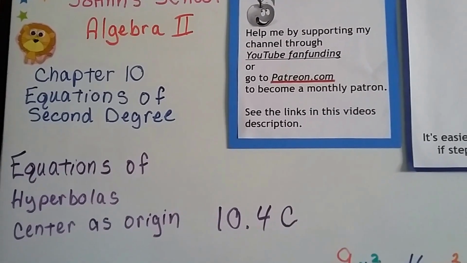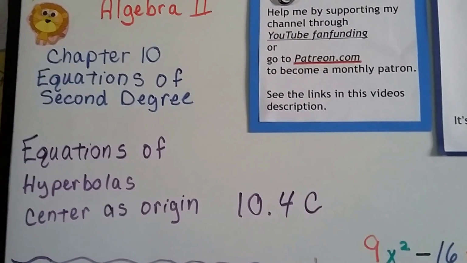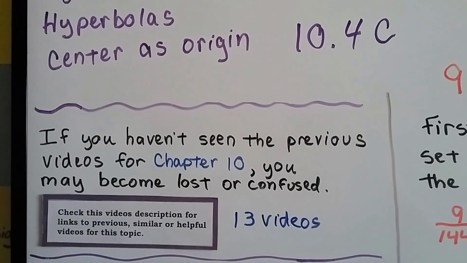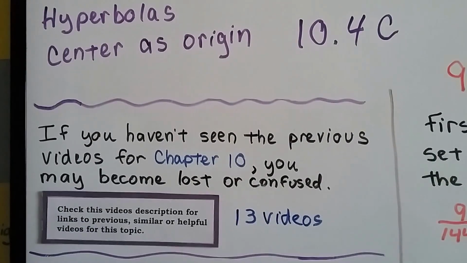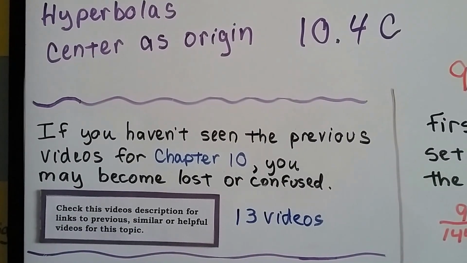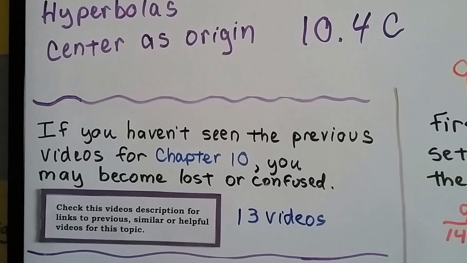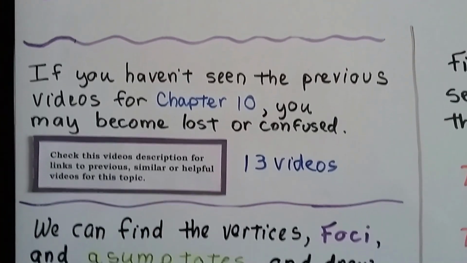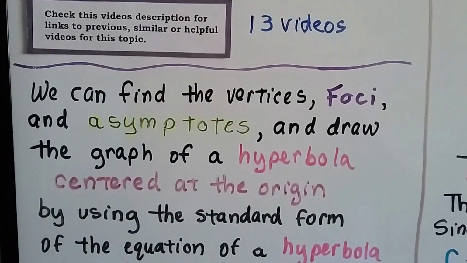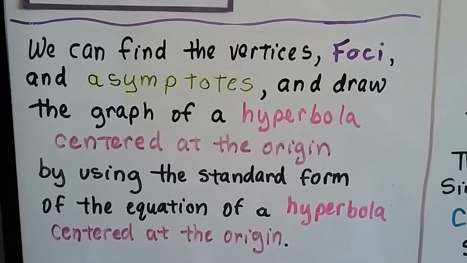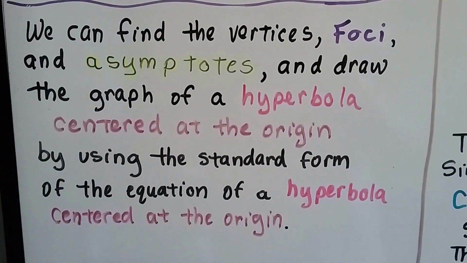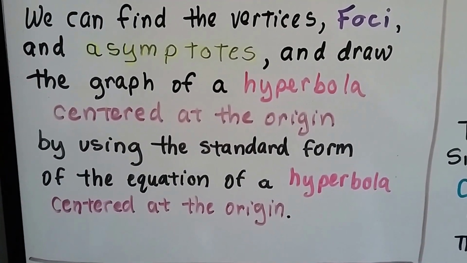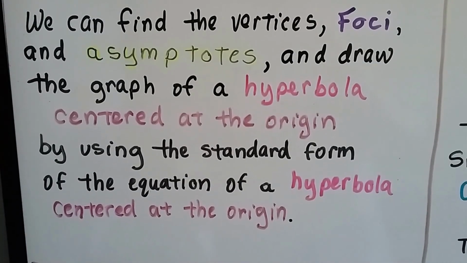Algebra II 10.4c, Equations of Hyperbolas, Center as Origin. We got 13 previous videos. If you haven't seen the last two, you might become confused, and you can click on this description and watch those. And there's all 13 videos from Chapter 10 in this description. We can find the vertices, the foci, and the asymptotes, and draw the graph of a hyperbola centered at the origin by using the standard form of the equation of a hyperbola centered at the origin.